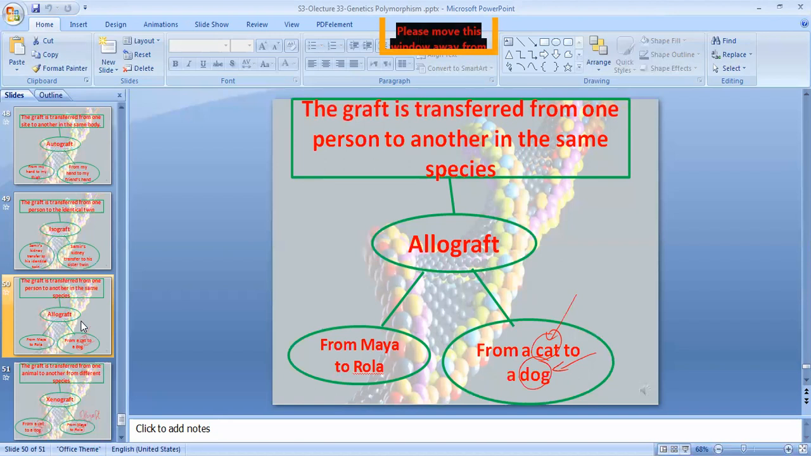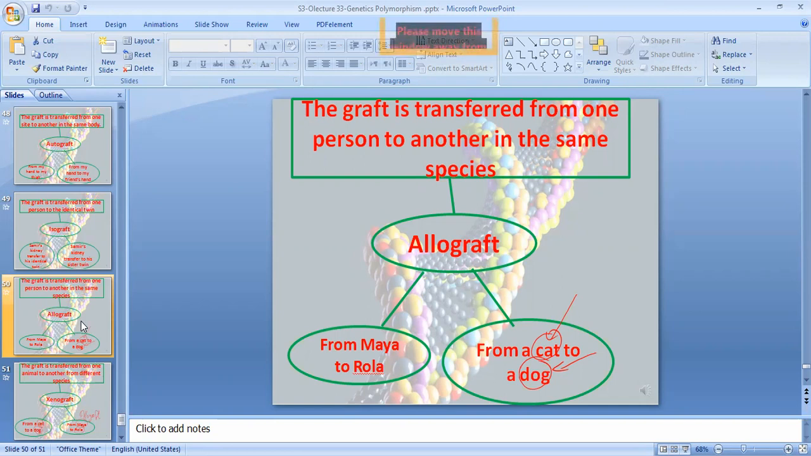Allograft, the third type, is the graft that is transferred from one person to another in the same species. So transfer from one person to another, different persons. These two different persons, they are called allograft. Allo means different individuals, but they belong to the same species. What does same species mean? Human, for example, or cats, dogs, monkeys. This is called a species. So from human to human, from Sharif to Celia, for example, from Fatima to Haya, it's an allograft. Why? Because they are different individuals belonging to the same species. All of them are human.